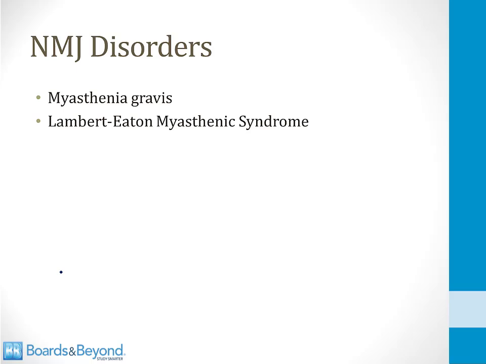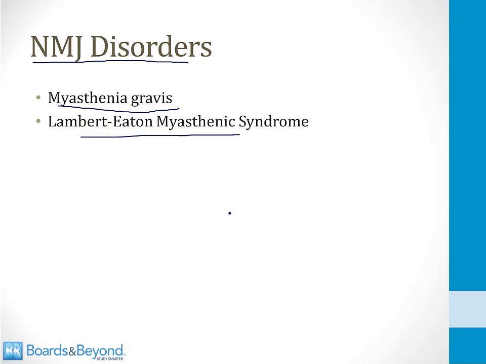In this video we're going to talk about disorders that involve the neuromuscular junction. The neuromuscular junction is where a motor neuron meets a muscle fiber and can depolarize the muscle fiber and cause muscle contraction. And there are two classic neuromuscular junction disorders. The first one is myasthenia gravis, which is far more common, and the second one, which is much more rare, is the Lambert-Eaton myasthenic syndrome.